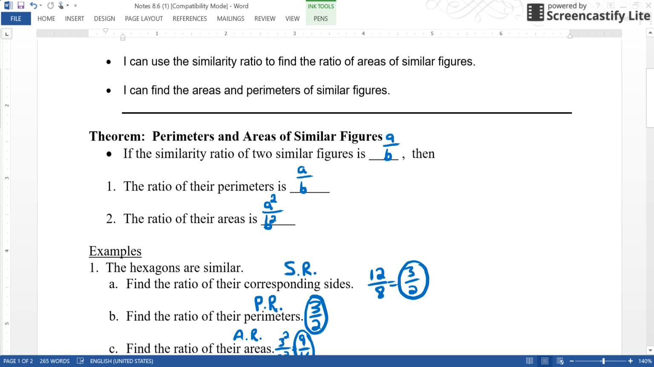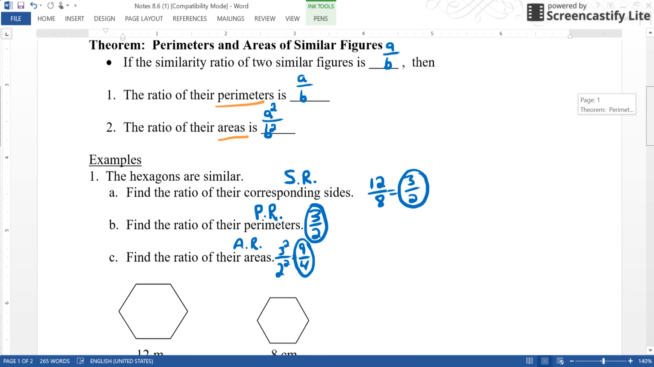So, couple similarity ratio. If the similarity ratio of two figures is A over B, we're just going to put some numbers or some variables in there. Well, then the ratio of their perimeters is A over B. But the ratio of their areas is A squared over B squared. We're going to use that later on. So, let's look at this.